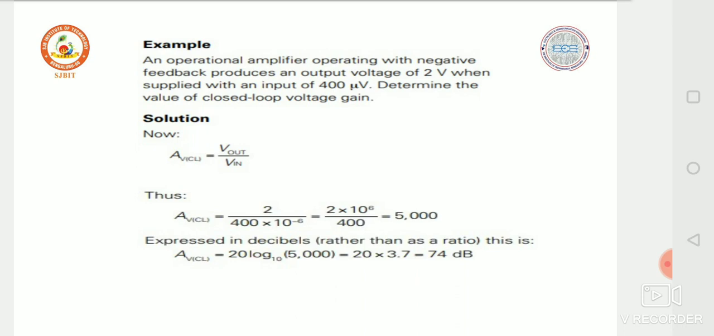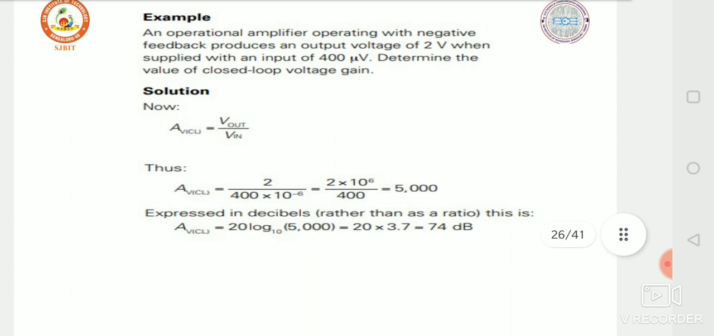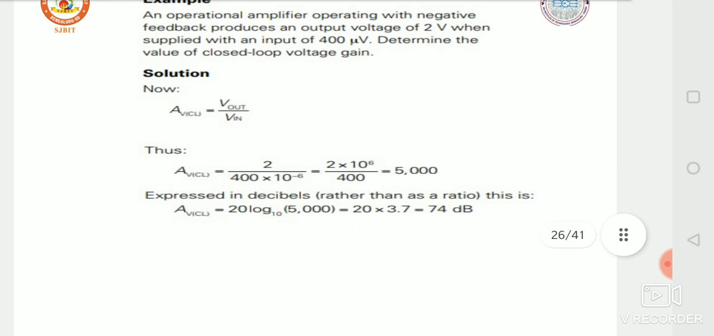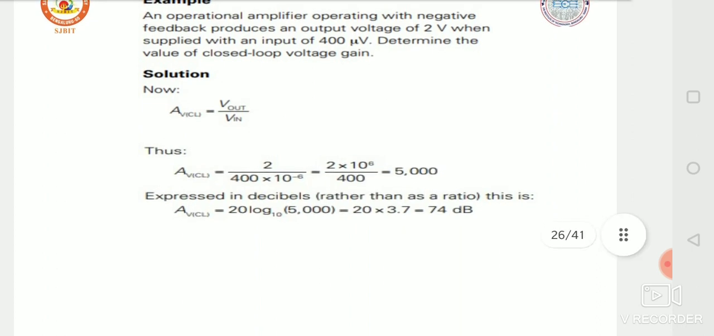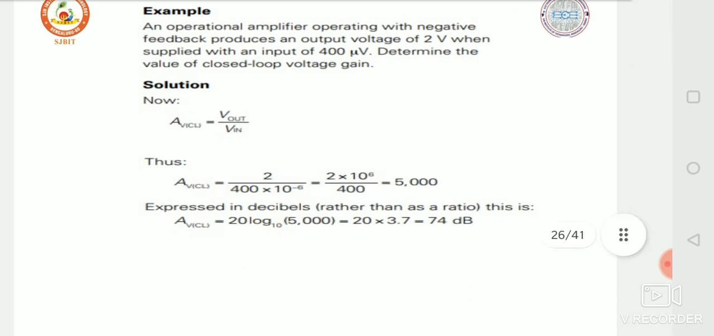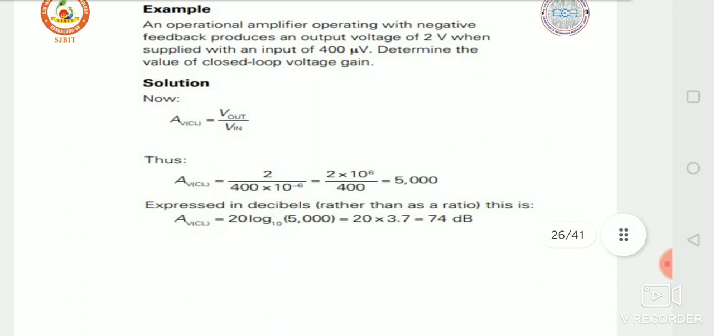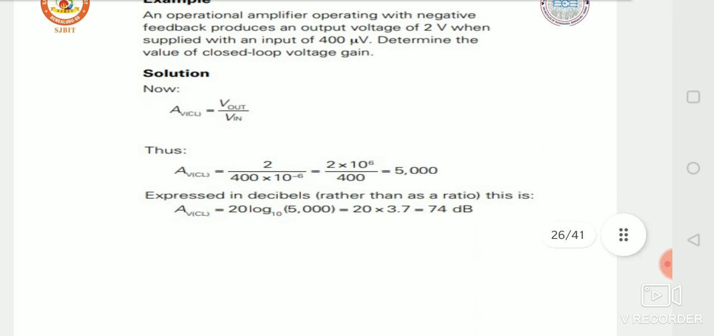So Av is equal to V out by V in. Thus Av equals 2 by 400 into 10 raised to minus 6, which is 2 into 10 raised to 6 by 400, equals 5000. Expressed in decibels rather than as a ratio, this is 20 log 10 of 5000, which on substituting gives 74 dB. So for 4 marks they will ask you to determine the closed loop voltage gain.